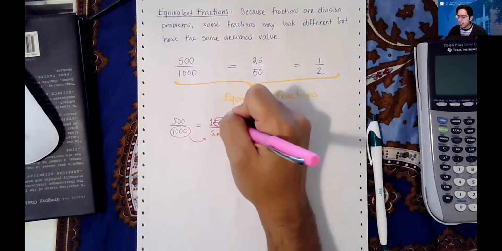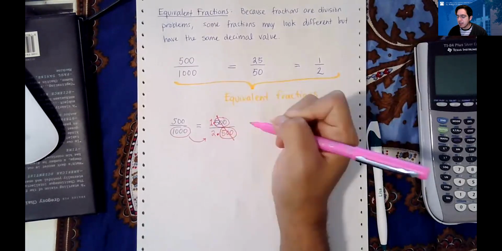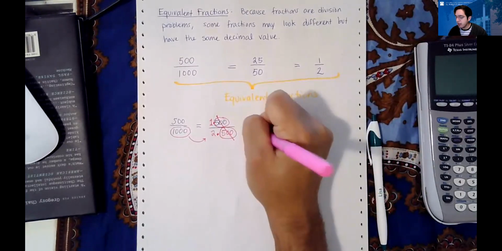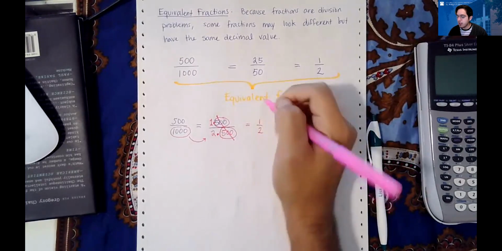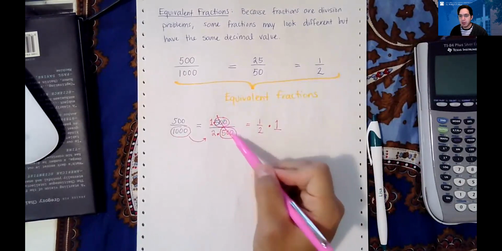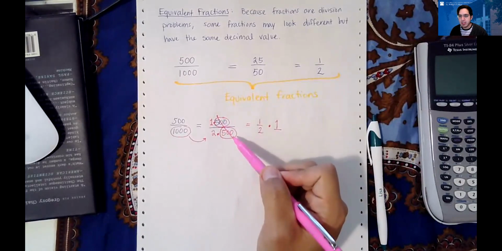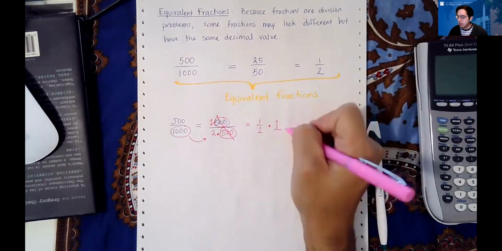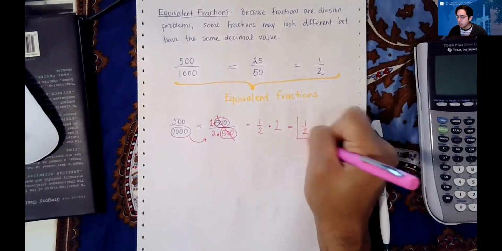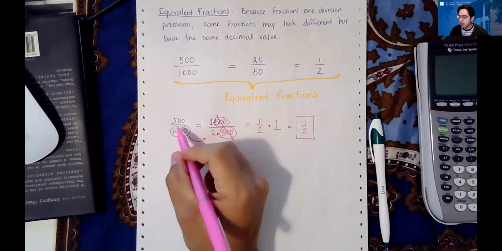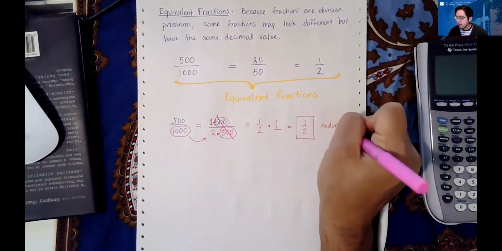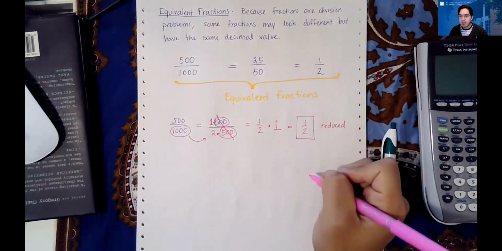So if I cross these out and say that they cancel out because they equal 1, then I would have a 1 over 2 left over. And you could say times 1, since the 500 divided by the 500 equals 1, but that won't make a difference here. We'll just end up with 1/2. And then we'll say that this fraction, the 500 over 1,000, has been reduced, but it has the same value.